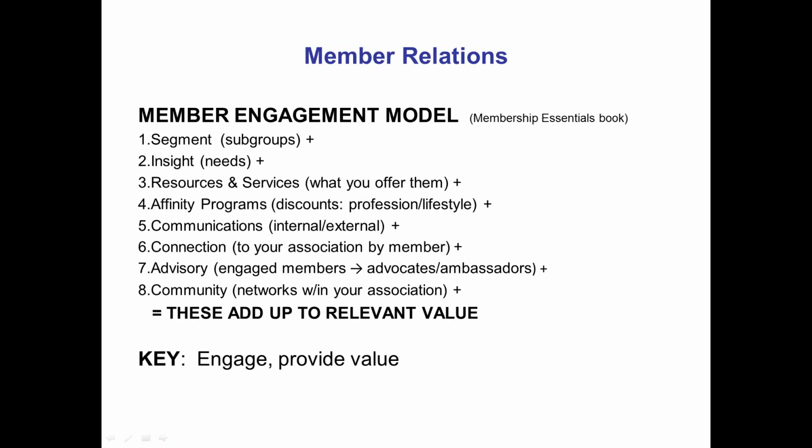Segment your members, have insight into their needs, what you offer them, what resources, services you offer your members, what affinity programs do you offer to round out number 3, resources and services. Look at the communications, internal and external, that you have with members. Connections, you want them to feel that this is how they want to be affiliated. Advisory, it's advancing a new member to an engaged member and then being an advocate or ambassador. And community ties in a bit to number 5, members finding community and connection within your association. All of this in that image of food for what's mentioned above as a relevant value for members. Engage members and provide value.